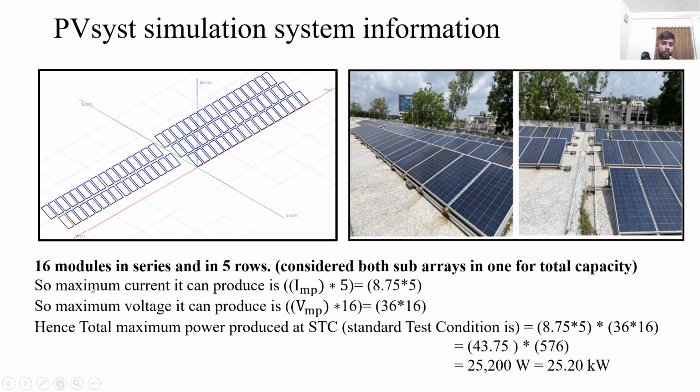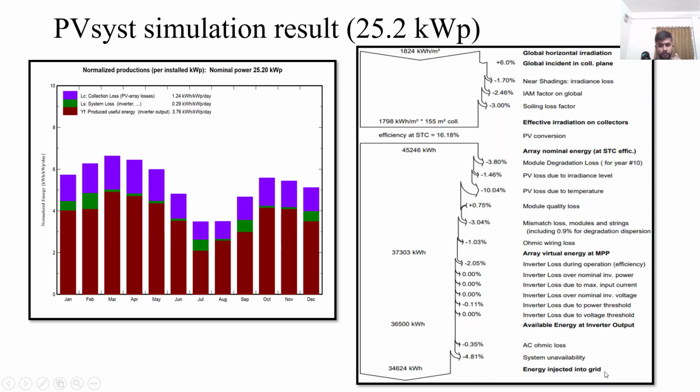This is the pictorial view of the layout that we have drawn in the system. So it is like this: 16 modules in series, on one side 3 sub arrays and the second sub array of 2 strings. So this is the pictorial representation and actual installation layout at the plant. So total 16 modules in series and 5 rows consider the total capacity of the plant. So it is module of I maximum power into 5 strings and voltage of maximum peak value, and 16 modules such connected in series. So total capacity is 25.2 kilowatt, like this.